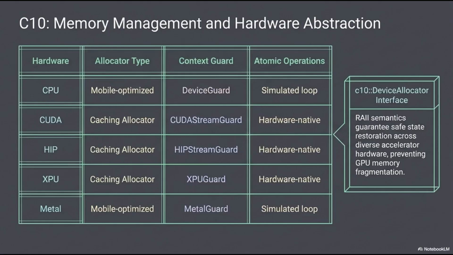Each hardware type also benefits from a specific context guard, such as Device Guard for CPU, CUDA Stream Guard, HIP Stream Guard, XPU Guard, and Metal Guard, ensuring proper resource management and context switching. Central to this abstraction is the C10.Device Allocator interface. This unified interface, through the application of RAII semantics, guarantees robust and safe state restoration across our diverse accelerator hardware. A key benefit of this approach is its effectiveness in preventing GPU memory fragmentation, thereby enhancing performance and stability across the entire system.